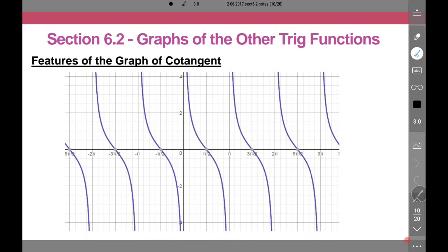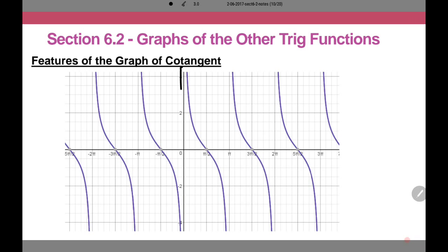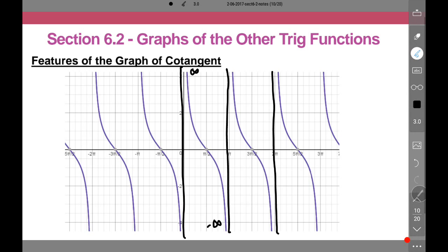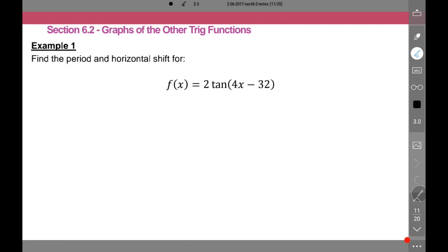So it looks a lot like the tangent function, except I've got different asymptotes. So 0 is an asymptote in this case, pi is an asymptote, 2 pi is an asymptote, and my function comes down from infinity in one period and goes to negative infinity in one period. So let's look at a few of these.